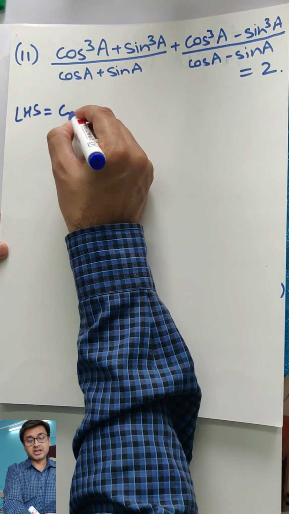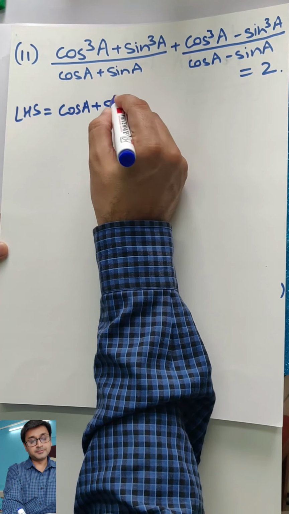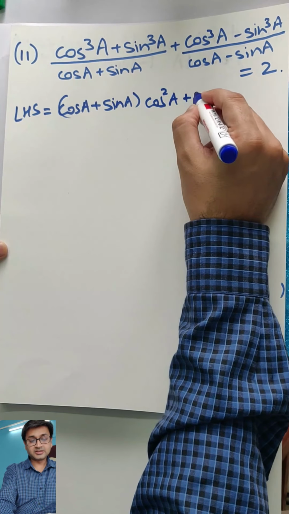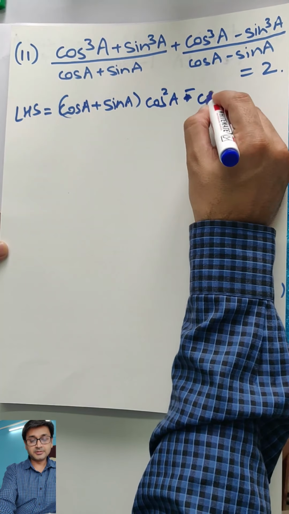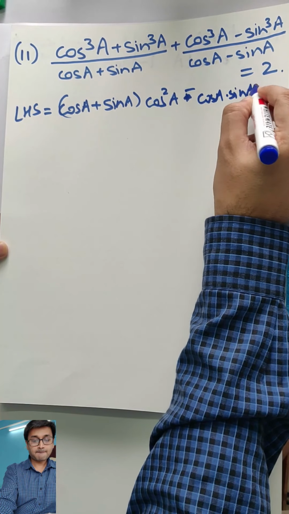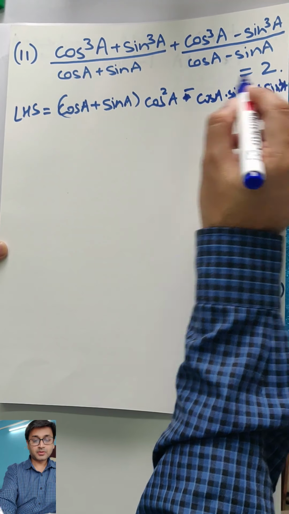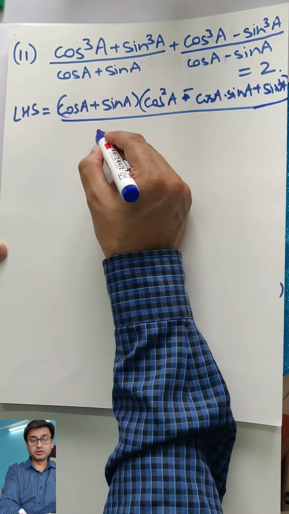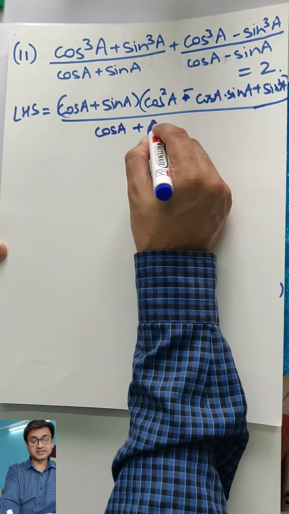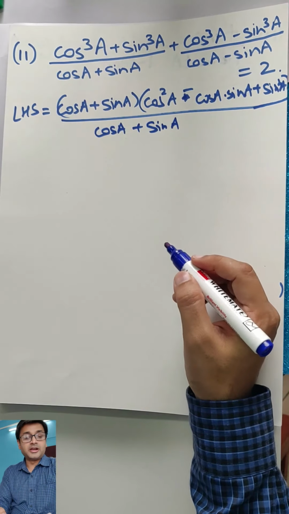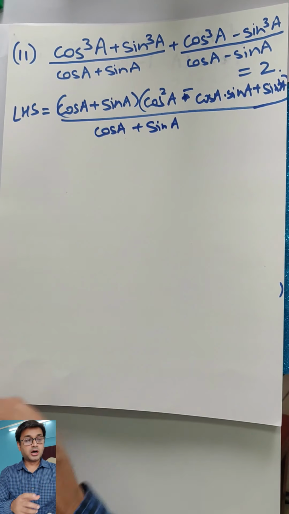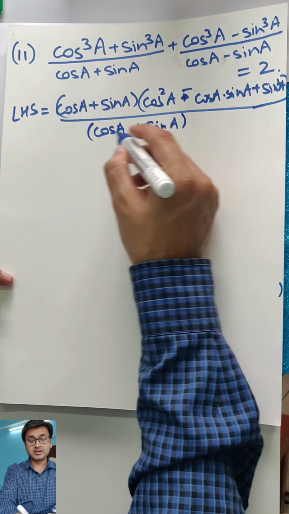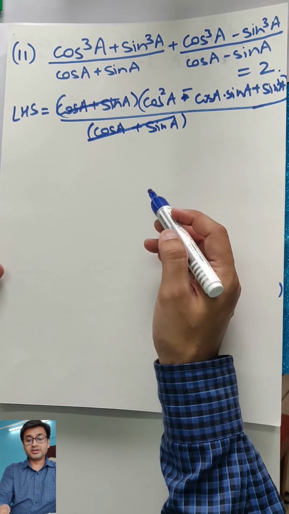For this one, it will be a plus b, a square minus ab plus b square. The whole thing upon, this is going to be in brackets, and the whole thing upon cos a plus sin a. I hope you managed to get this much for sure. This helps you to cancel this cos a plus sin a straight away in brackets. So this gets cancelled. Now the second part.